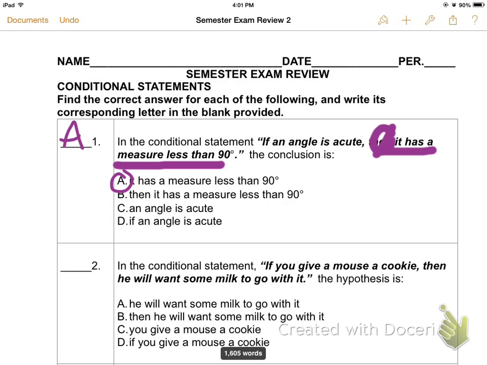For number 2, in the conditional statement, if you give a mouse a cookie, then he will want some milk to go with it. My hypothesis is, so it's kind of the same thing as the conclusion. We're going to look at the beginning here. If you give a mouse a cookie, and we're not going to include if. So just, you give a mouse a cookie is going to be the answer. So 2 is going to be C.